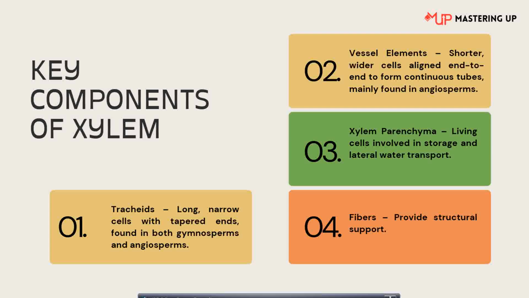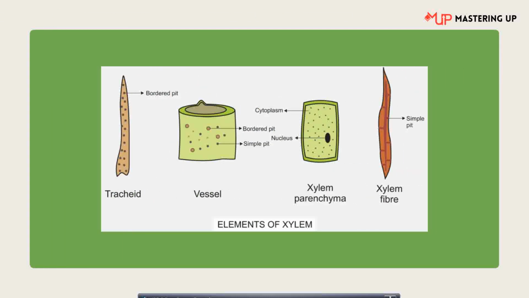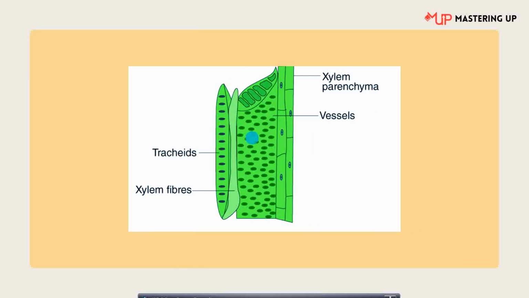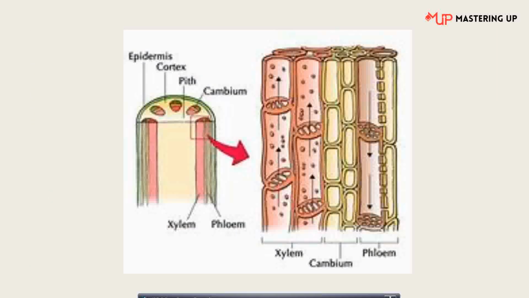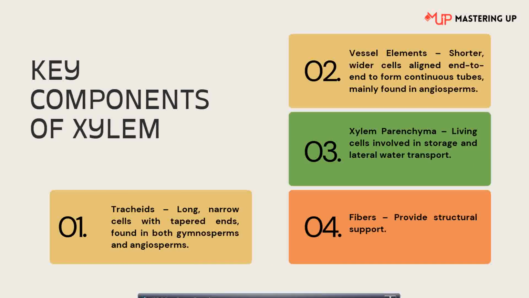So what are the specifications of vessels? They are shorter, wider cells aligned end to end to form a continuous tube. In this structure you can see the vessels are short, they are wide, and they are connected from end to end. Let's look at that picture. Here, see, the vessel is connected from end to end. That is what is being said here: vessels are short, wide, and aligned end to end to form a continuous tube, mainly found in angiosperms.